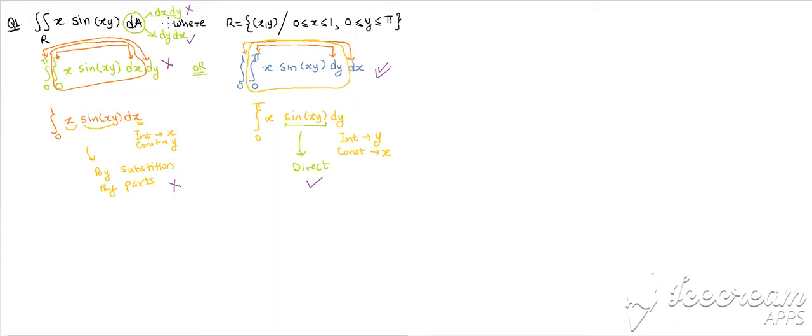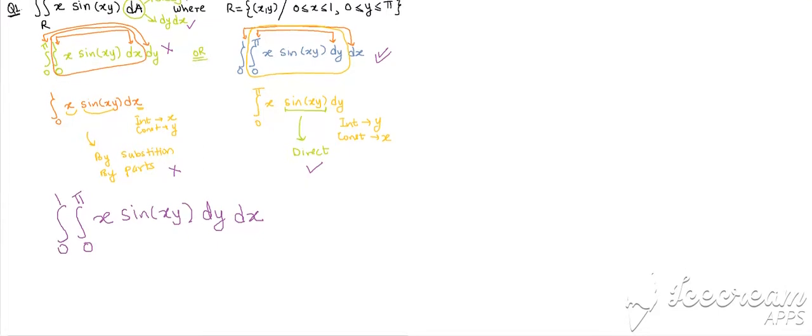Okay, so as we have seen that we are going to select the order of integration dy dx because it makes the integral easy. So now let's start with it. So our question now, what we are going to answer is double integral x sine xy dy dx. The limits for y is from 0 to pi and the limit for x is from 0 to 1. Let's see now how to integrate this.